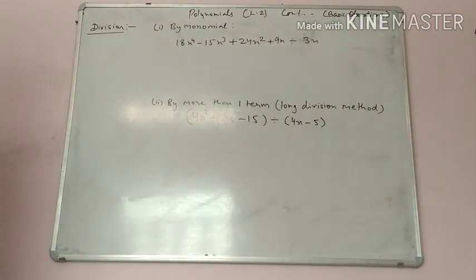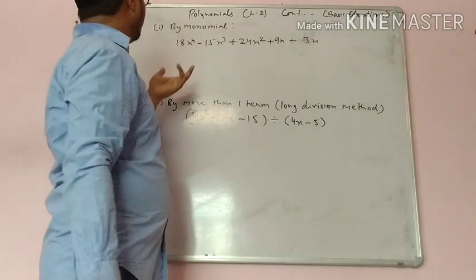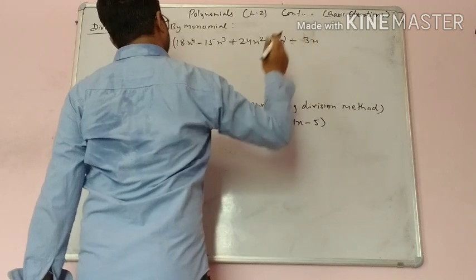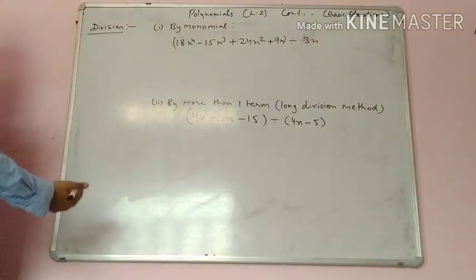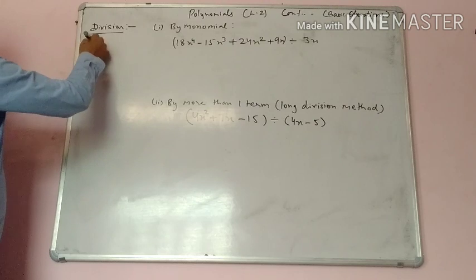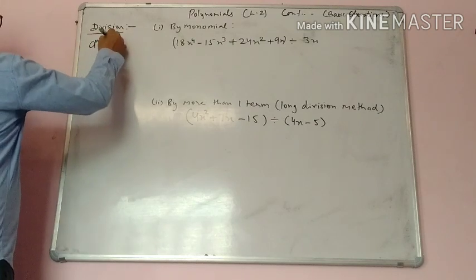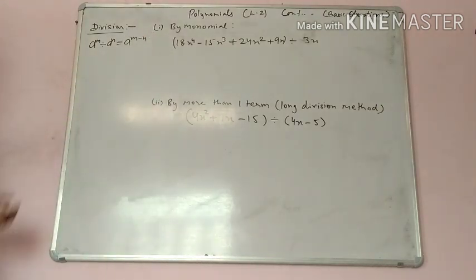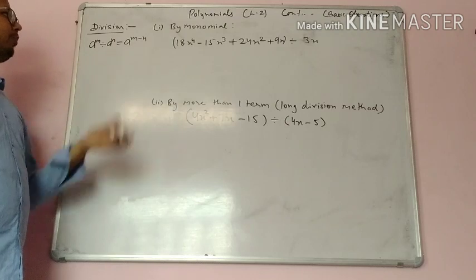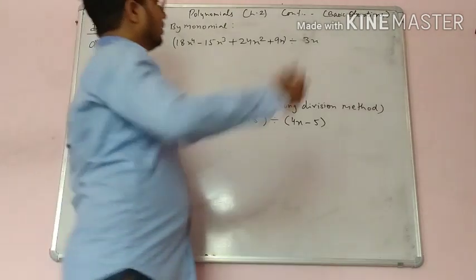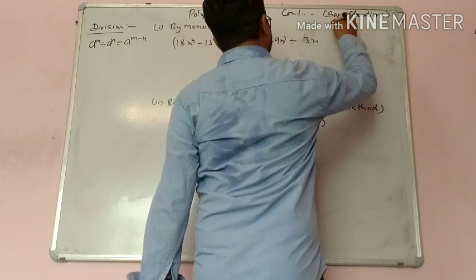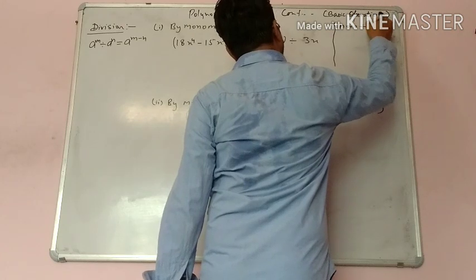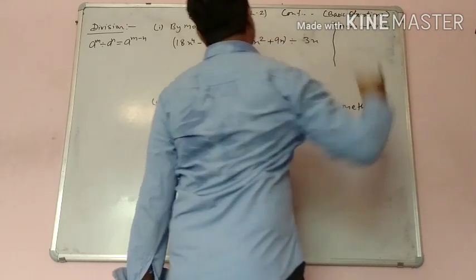Now see the question based on division. First we are doing the division of a given polynomial by a monomial. Clear about that? For that, remember the law of exponent, that a power m divided by a power n is equal to a power m minus n. Means when we divide, the power will be subtracted. Clear? Now how will we divide a monomial by a monomial?